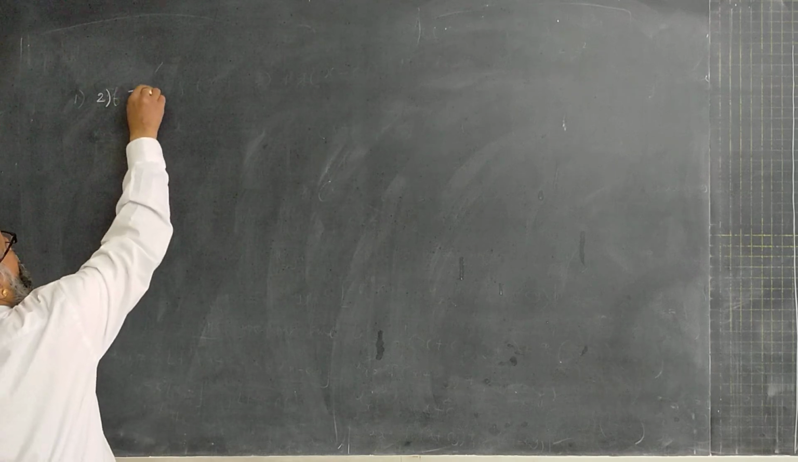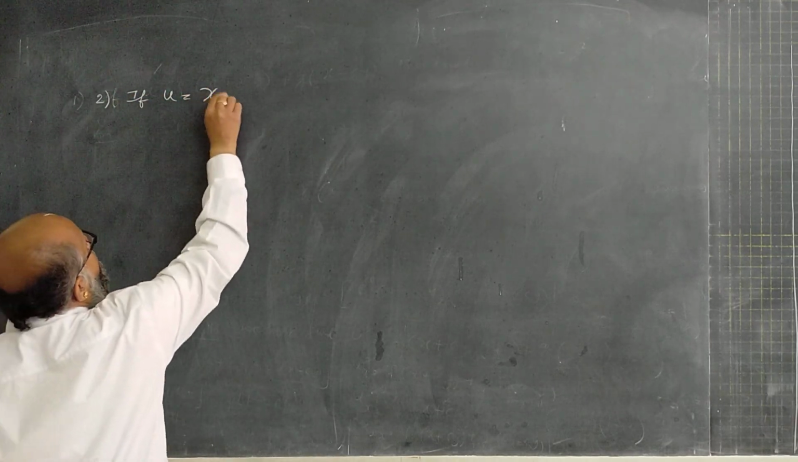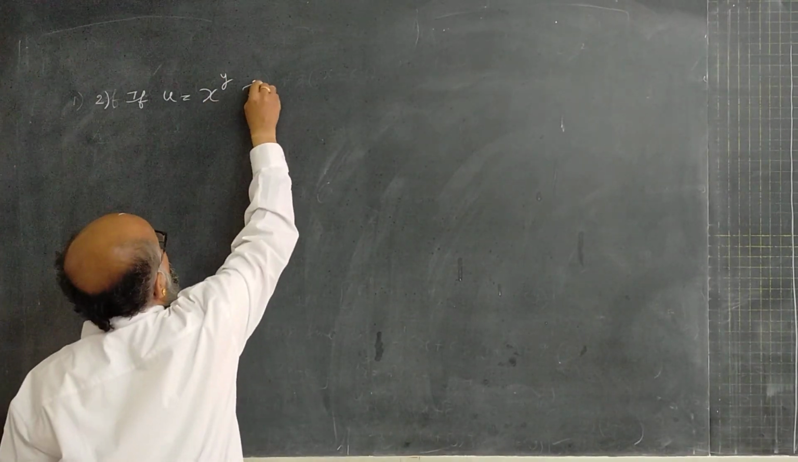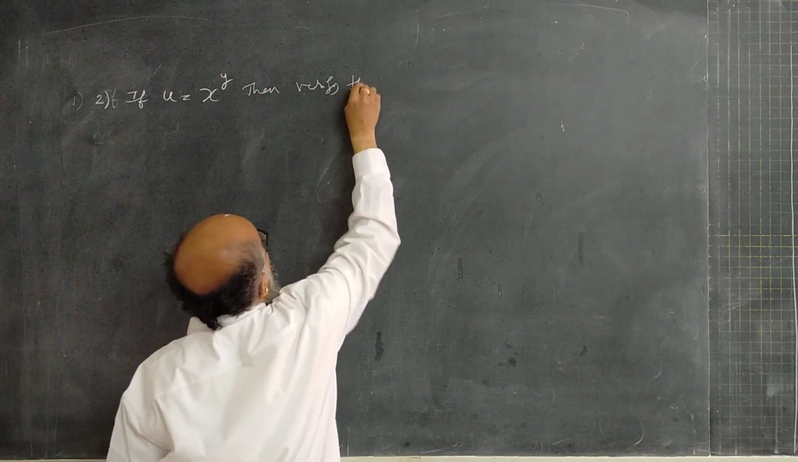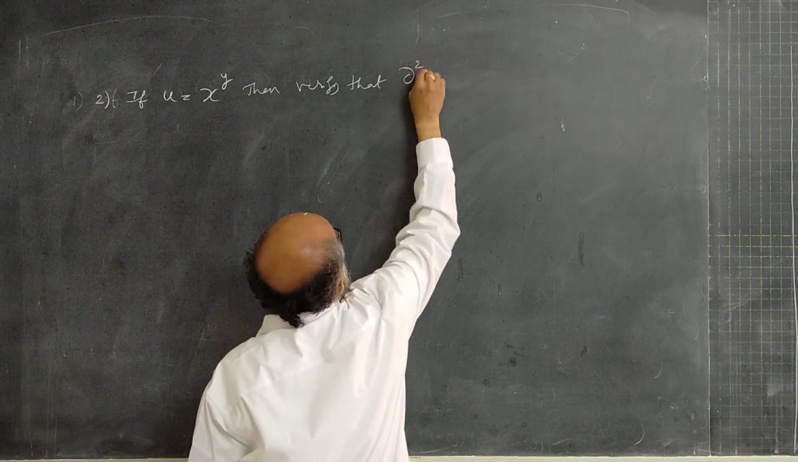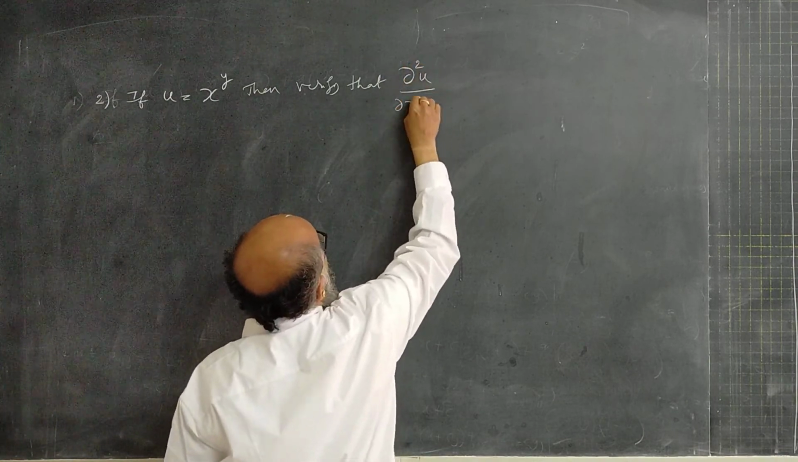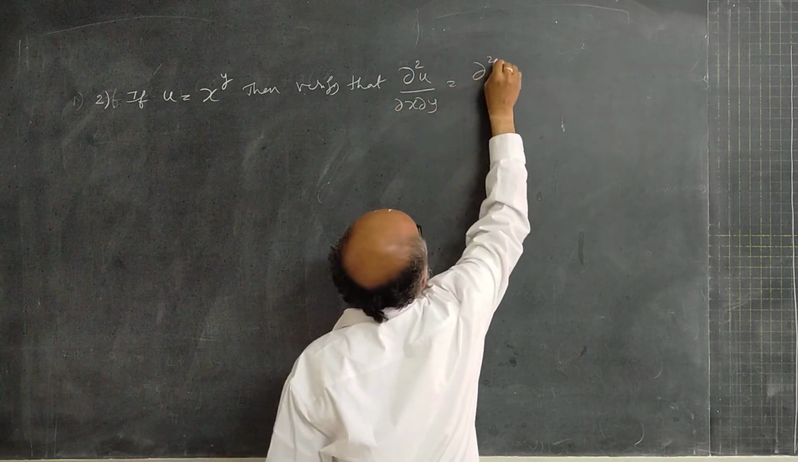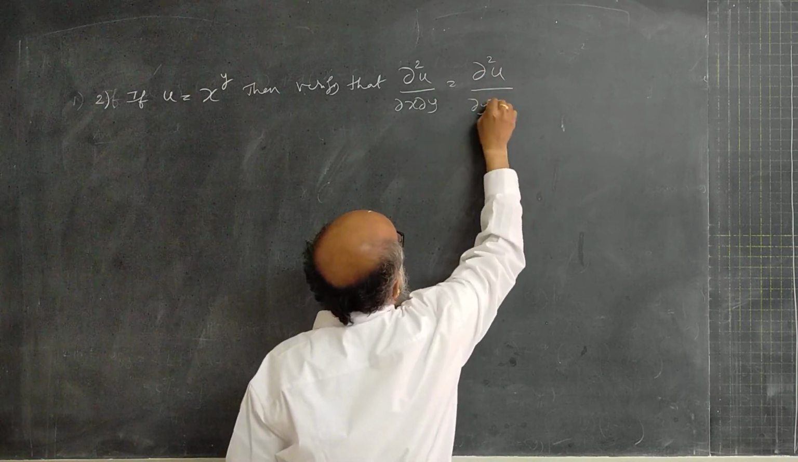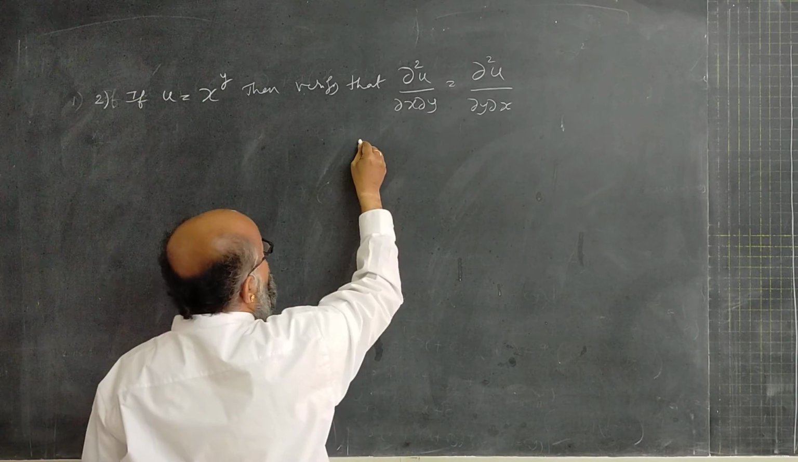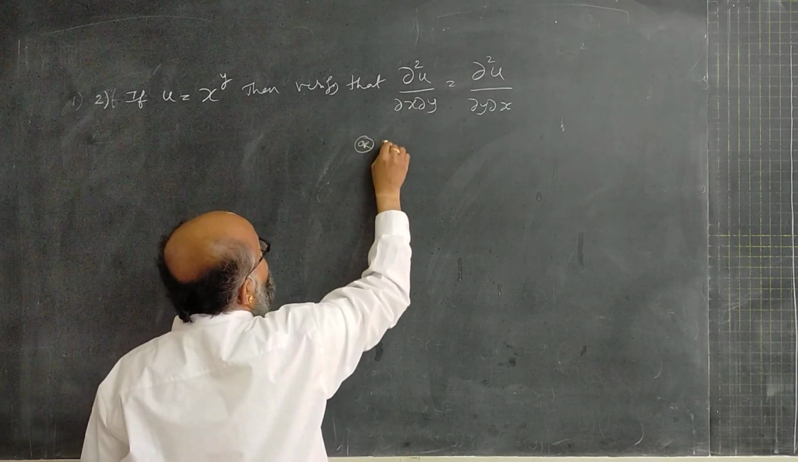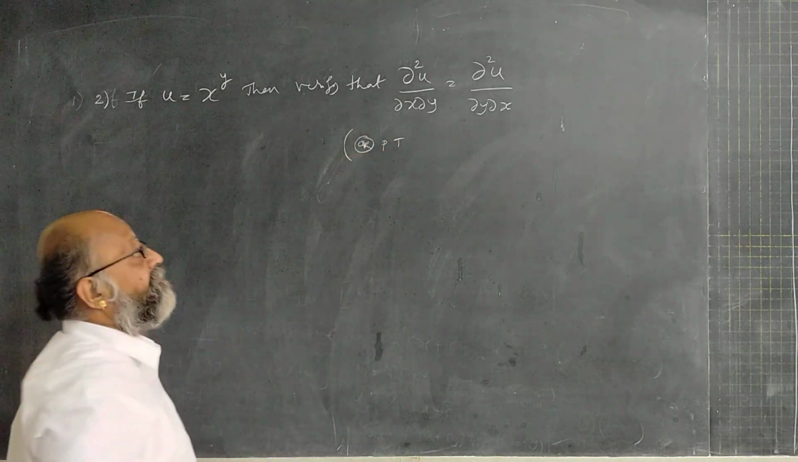We take up the second problem. If u equals x to the power of y, then verify that ∂²u/∂x∂y equals ∂²u/∂y∂x. Now you have to understand the notation properly. What he is asking, you convert it into simple notations.